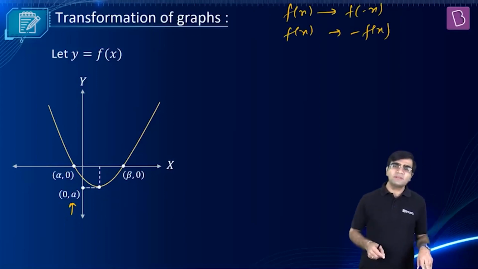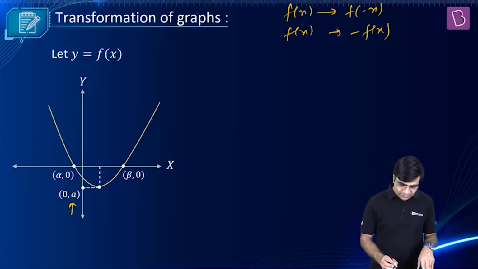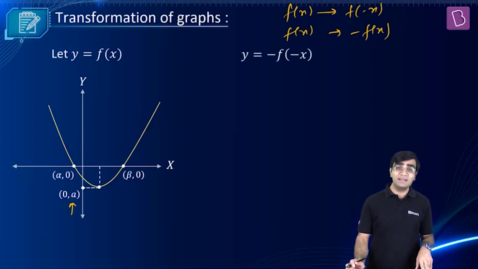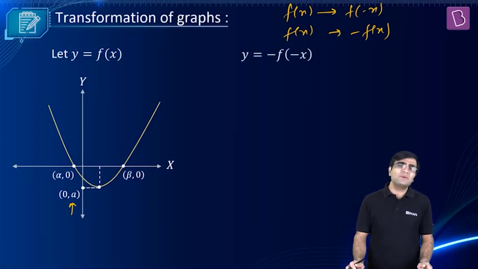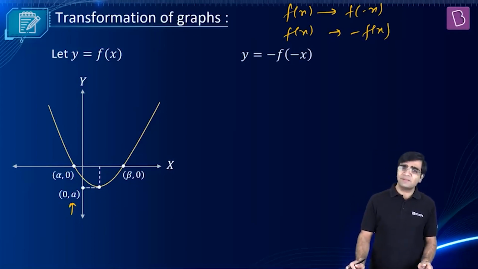What if I do both of them at the same time? What if I want to do y equal to minus of f of -x? My God, what is happening? Are you trying to take the mirror image with respect to x-axis as well as y-axis? What does it mean? All right, let's try to figure it out.